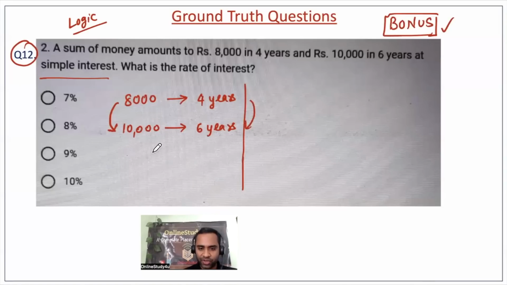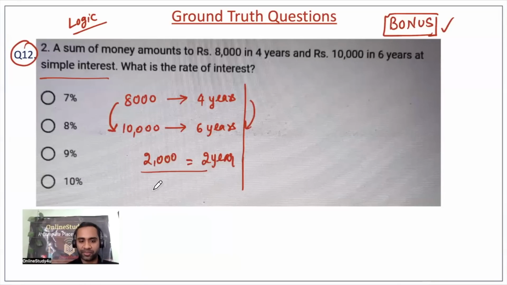So basically in 2 years, how much interest are you getting? 10 minus 8 is nothing but 2,000 rupees. So in 2 years you are getting an interest of 2,000 rupees. So in 1 year you will be getting an interest of 1,000 rupees, right? This should be very, very clear to you.